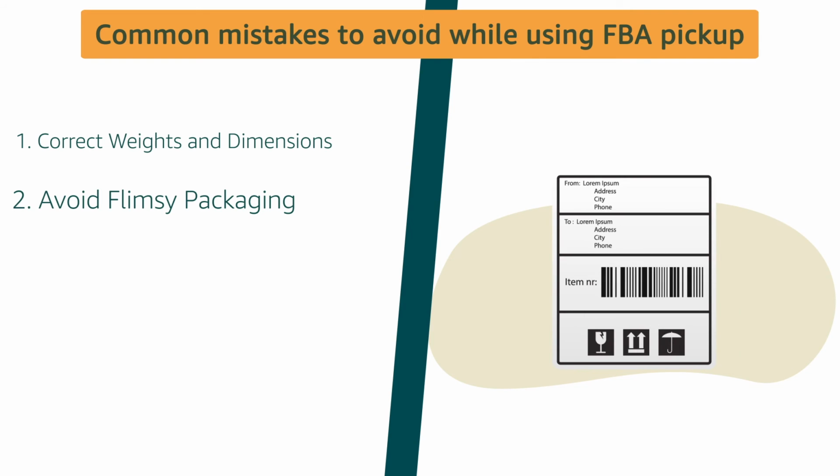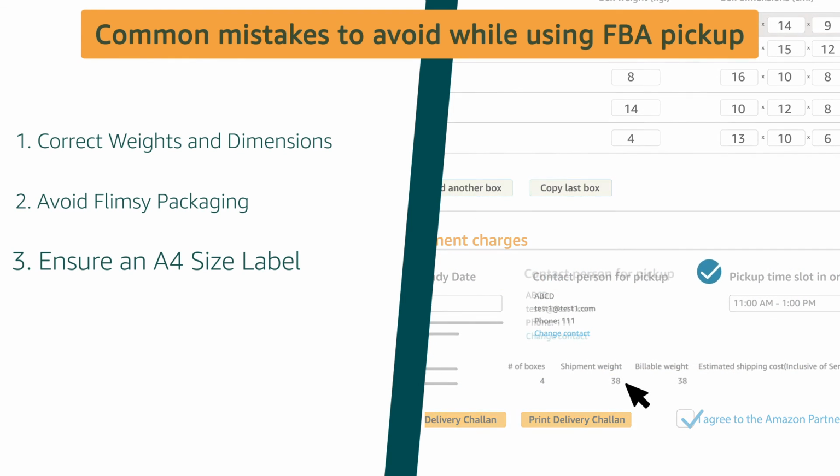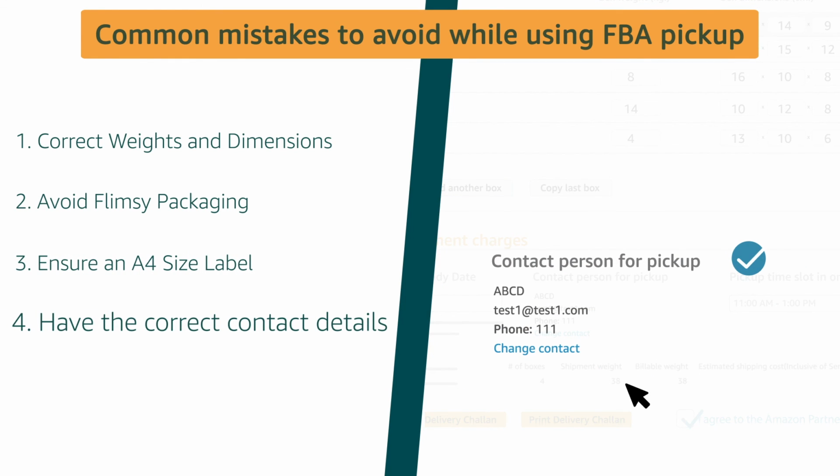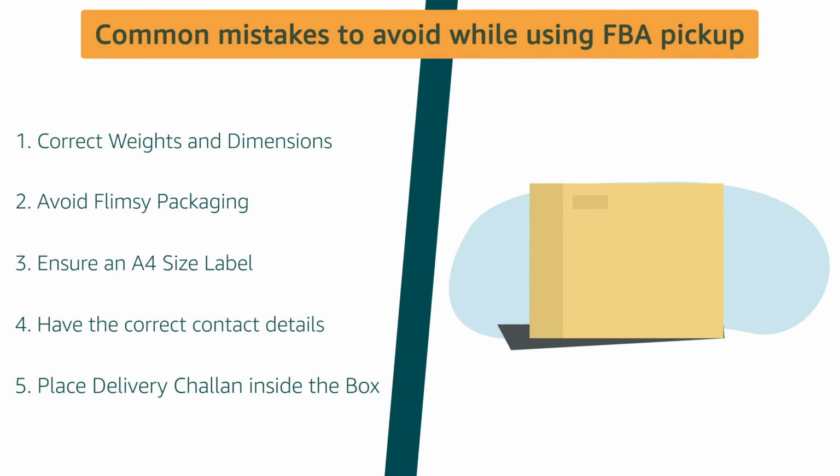Shipping labels need to be at least A4 size and easy to scan to avoid any issues on the way. Update accurate contact person details at the time of the pickup. Place one copy of the delivery challan inside each box of the shipment.